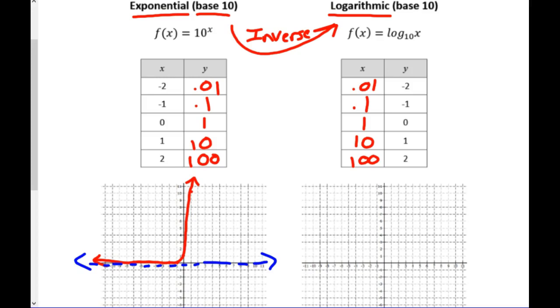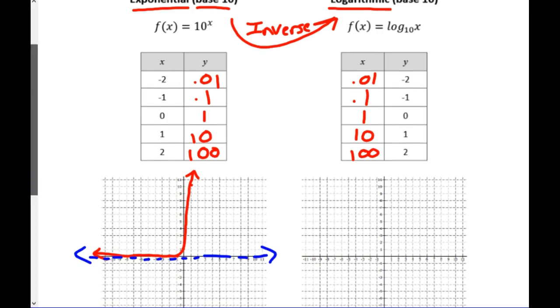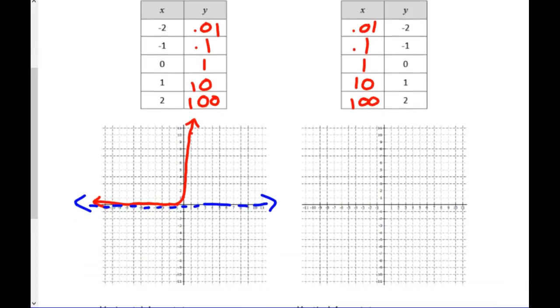So once you flip it around, I want to plot these points. 0.01 is barely to the right, and then -2 is down 2. 0.1 is barely to the right, -1 is down 1. 1, 0 is right there. 10, 1 is over here. So you should get those 4 points, and then once again, we're going to graph them.